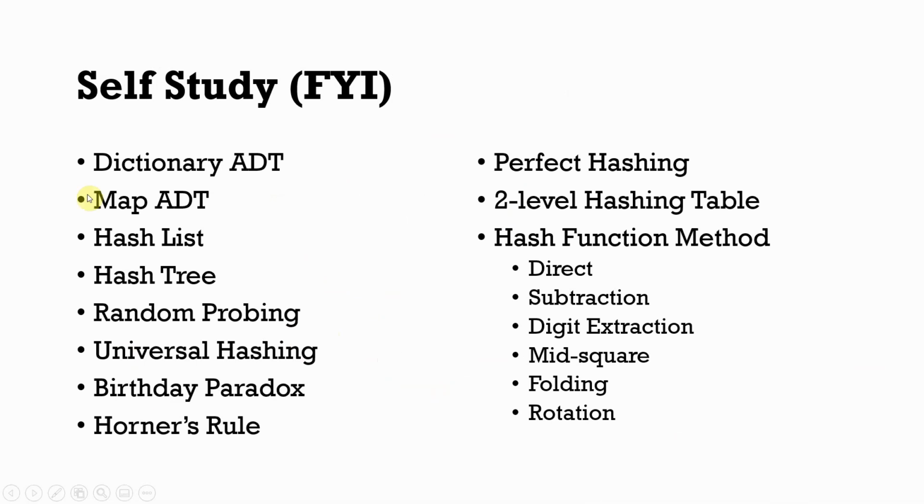We didn't talk about, or didn't talk a lot about, some other topics related to hashing, like dictionary and map abstract data types, which we didn't cover in depth in this lecture. Others are hash list and hash tree, random or pseudo-random probing, universal hashing, birthday paradox, Horner's rule, perfect hashing, two-level hashing table, and different hashing function methods. We mainly focused on the division method. So these are things that you can study on your own time.